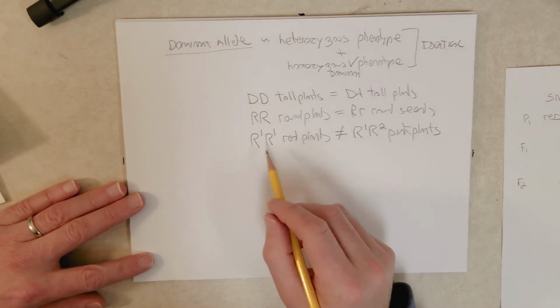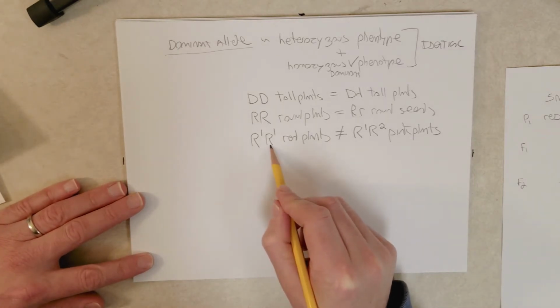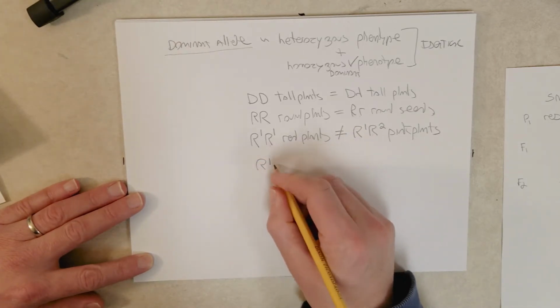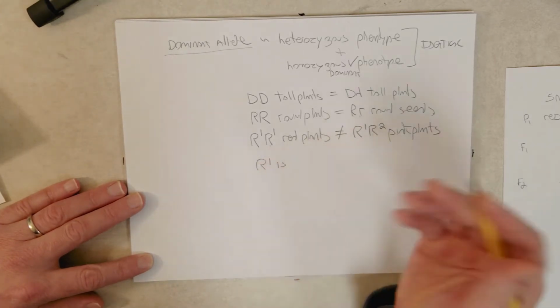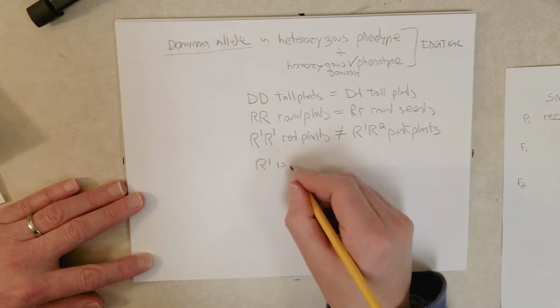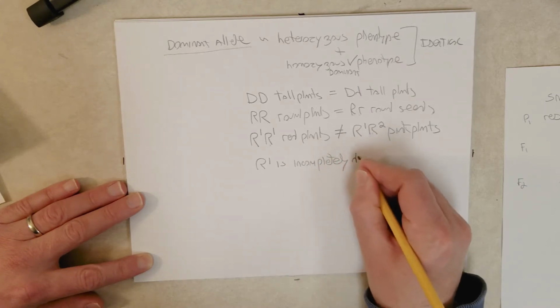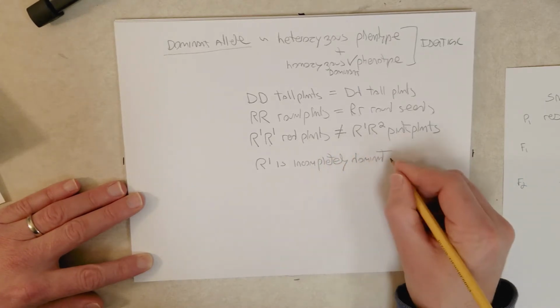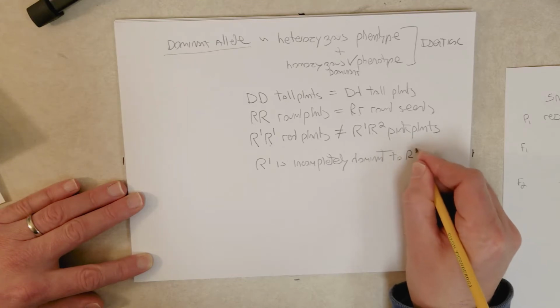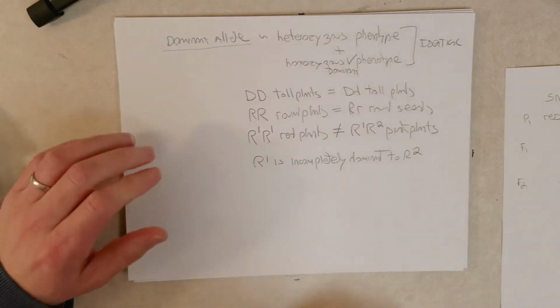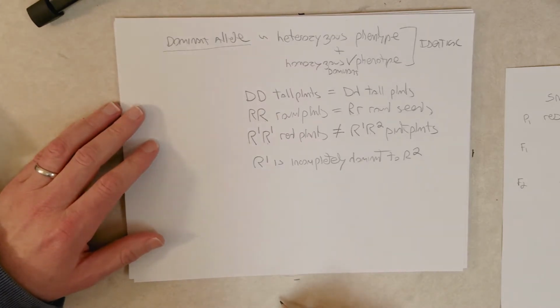The reason is because R1 is incompletely dominant to R2. R1 is, well, not dominant to R2. R1 is incompletely dominant to R2. So incomplete dominance is when the heterozygous condition is different from the homozygous dominant condition.